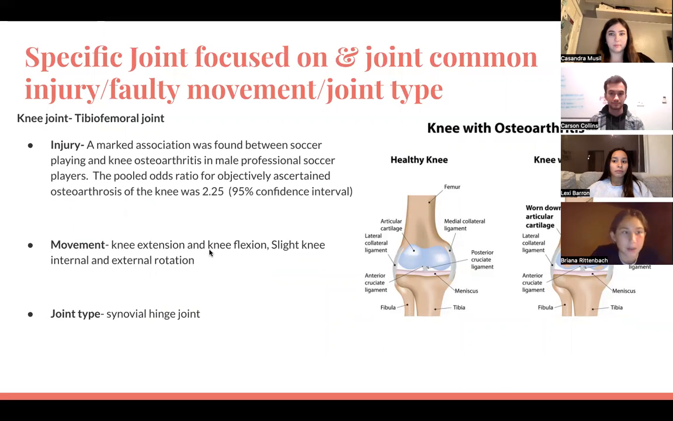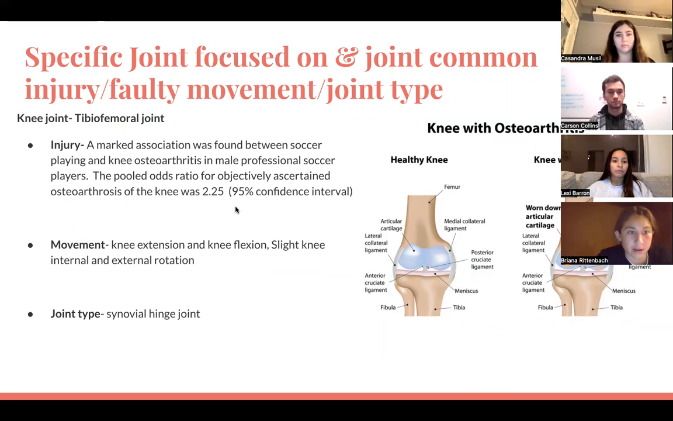All right, so for an injury, I chose the knee joint, which is the tibiofemoral joint. One injury that I found research on was knee osteoarthritis in male professional soccer players. The ratio of objectively ascertained osteoarthritis of the knee was 2.25, with a 95% confidence interval. The movement of this injury is knee extension and knee flexion, and also includes slight knee internal and external rotation. The joint type is a synovial hinge joint.